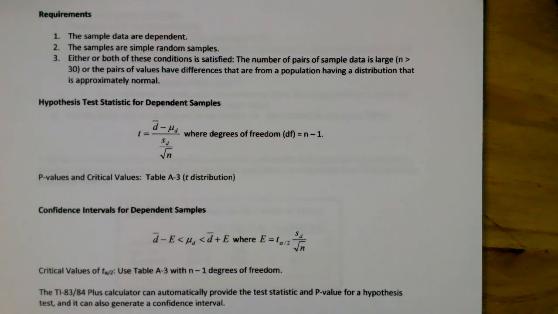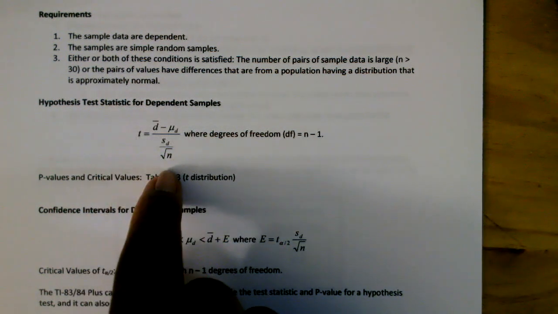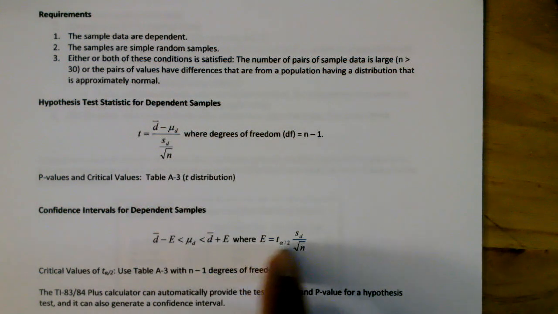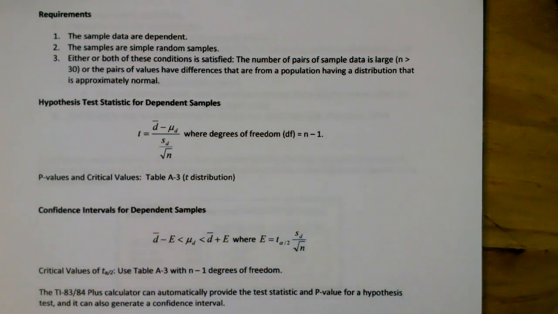And as mentioned, the TI-83 or 84 Plus calculator can automatically provide the test statistic and p-value for a hypothesis test, and it can also generate a confidence interval. So on some of these, we're going to use the TI-83 or 84 Plus calculator, and some I will be doing manually, using the t test statistic and manually calculating the margin of error and the confidence interval.